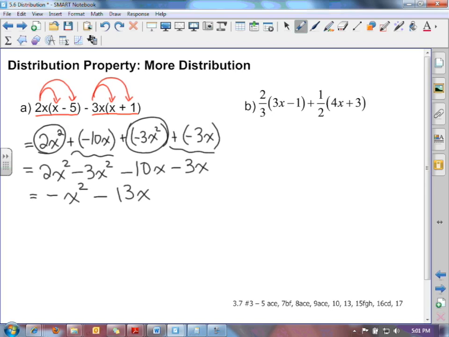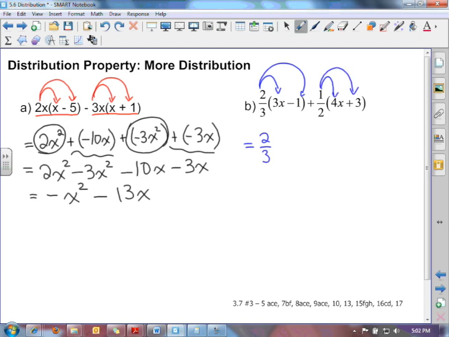Okay, we're going to do question B as you're copying that down. Now we have fractions, and you guys freak out with fractions, but you know the rules already. So just follow the fraction rules and everything should be good. So we're going to do the same thing. And this time we're keeping the fractions. Don't change your answers to a decimal. I'm going to multiply the 2/3 into the 3x and the negative 1. I'm going to multiply the 1/2 into the 4x and into the 3. So let's show this.